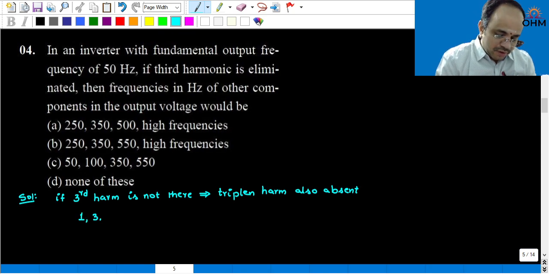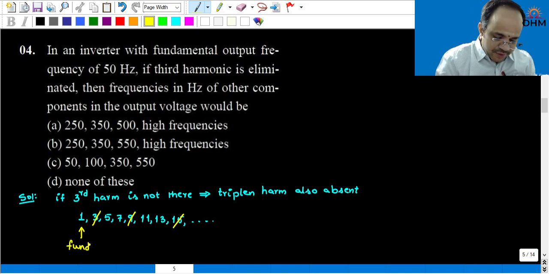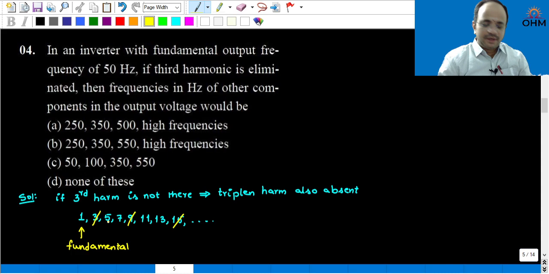If you write down all the harmonics present in the inverter, that is basically odd numbers 1, 3, 5, 7, 9, 11, 13, 15 and so on. Out of this, if I simply remove multiples of 3, the triple N harmonics, the remaining harmonics will be present in the inverter output, where this 1 represents the fundamental component. Therefore, what are the remaining harmonics? Fifth harmonic, corresponding frequency will be 5 into 50, 250. Seventh harmonic, 7 into 50, that is 350. And 11th harmonic, 11 into 50, 550, and higher frequencies. So this is the answer for the question.